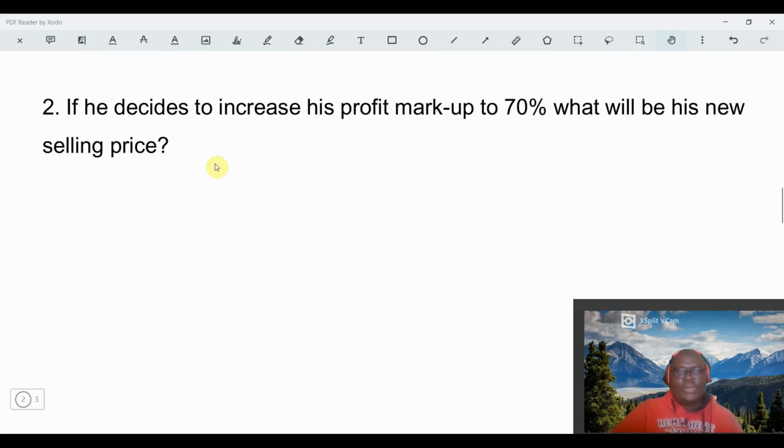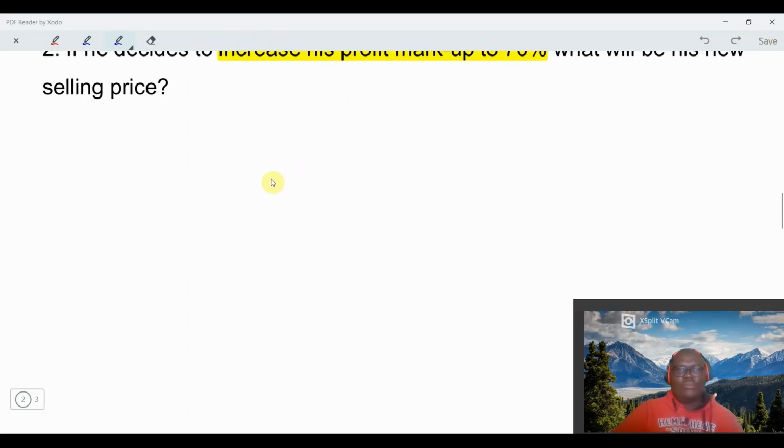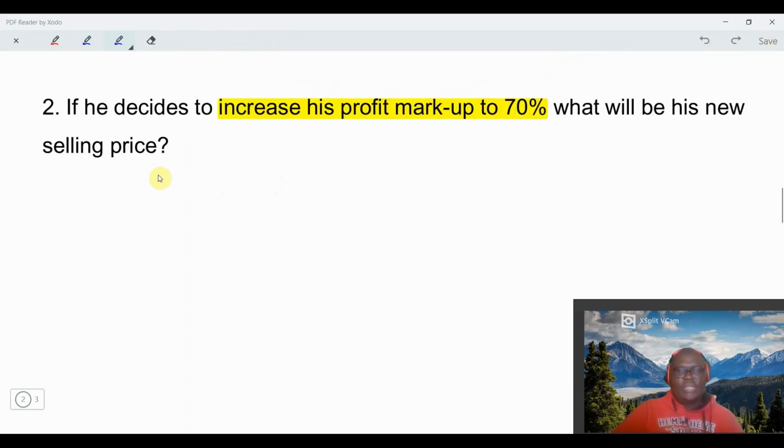Now on the second question, they're saying if he decides to increase his markup, if he decides to increase his profit markup to 70%, what will be his new selling price? Now this person has decided to increase his profit markup. He's no longer using 150, he's using 170 for the selling price. So now you will basically want to show how you got your information. So I'm going to do the same thing and show you again.